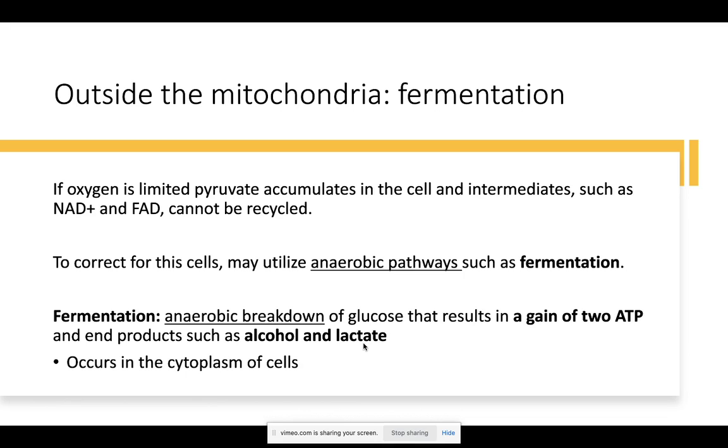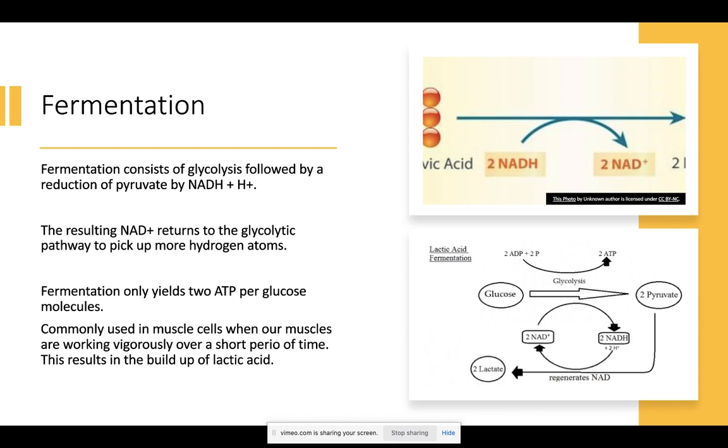So you have this marathon runner. This marathon runner has run 20 plus miles. In order to regenerate the NAD plus that is needed, you're going to produce something called lactate or lactic acid. It's actually what makes the muscle sore because there's no oxygen present. So fermentation consists of glycolysis followed by a reduction of pyruvate with NADH and hydrogen ion.